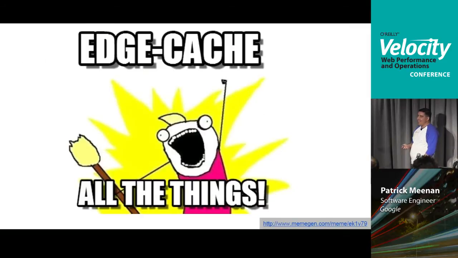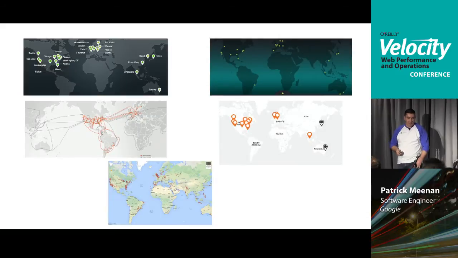So you know what? We like caching. Let's edge cache all the things. So we're going to serve everything from close to the users, get rid of that latency, right? You want to basically get rid of all the green bars as much as you can in the waterfall, deliver all the content. So we pull up the maps.